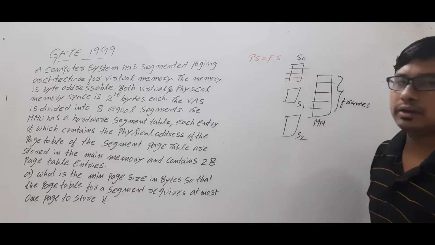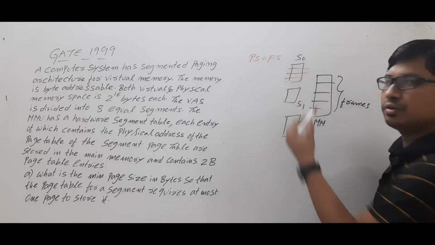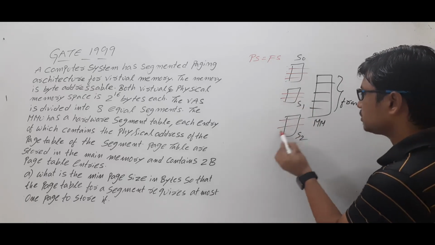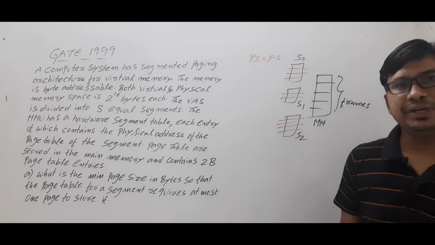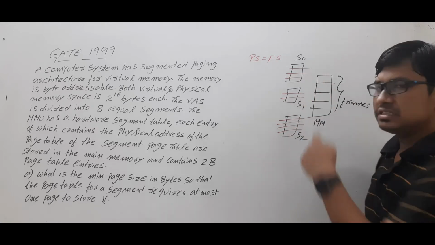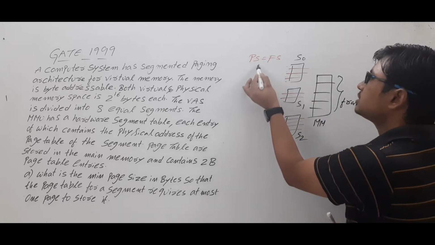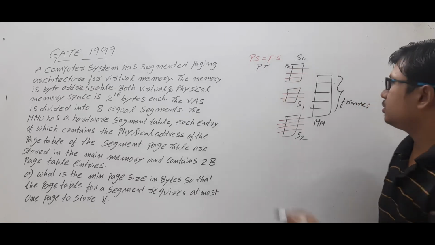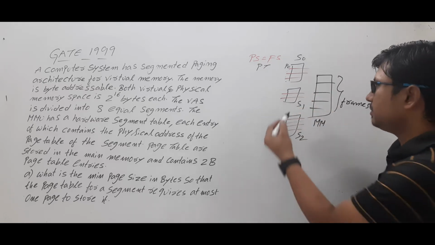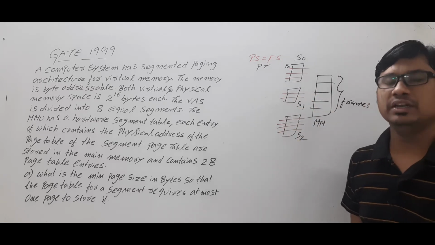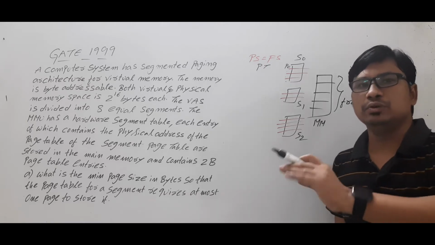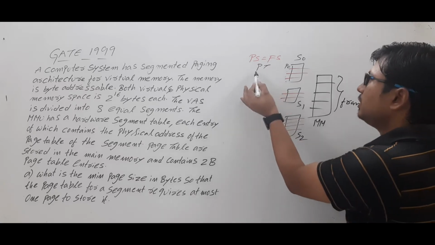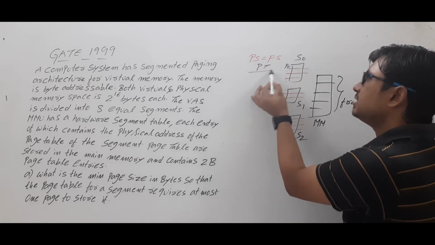Let's consider that here you have 1, 2, 3, 4 pages, and here you have 3 pages in the segment. In segment S2 you have 5 pages. Is it clear? Now each segment will have its own page table, because page number 0 of segment S0 will be stored in one of the frames. Similarly, page number 0 of segment 1, if it is there in the main memory, will be stored in one of the frames of the main memory. So to avoid the conflict, each segment will have its own page table.